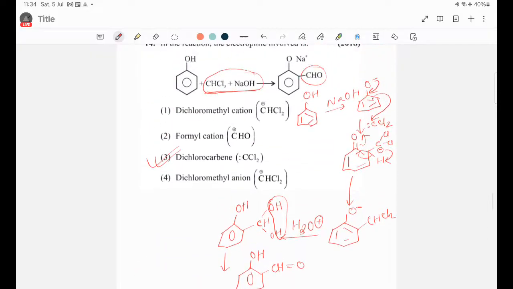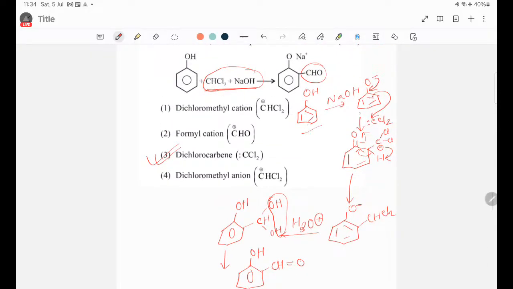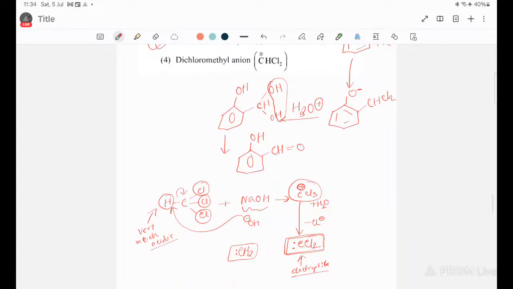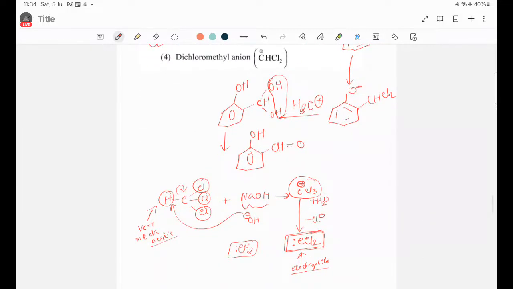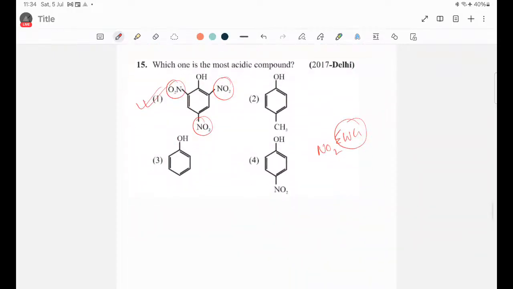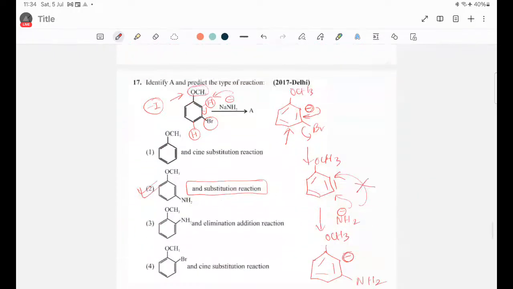This is the mechanism. See that phenol, in the presence of NaOH, will be converted into a phenoxide ion. Then the phenoxide ion can attack as a nucleophile on the dichlorocarbene. The dichlorocarbene upon protonation can be converted into the CHO group, or the aldehyde group. So this is question number 18.